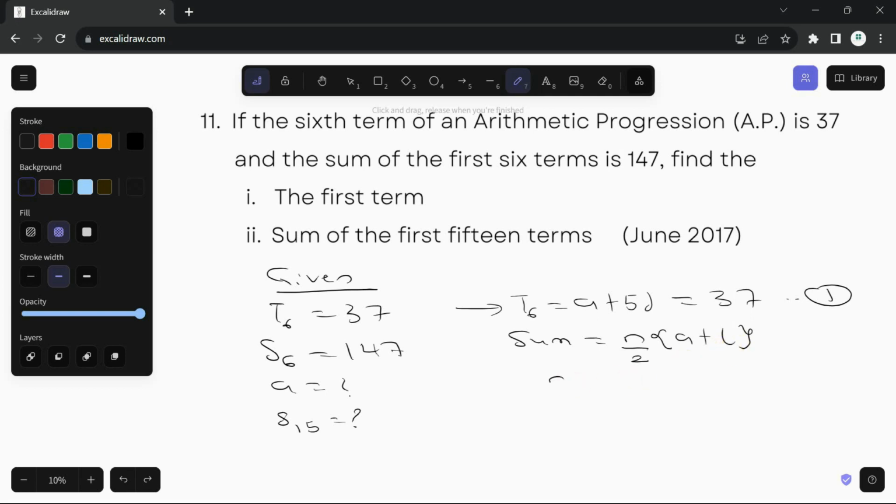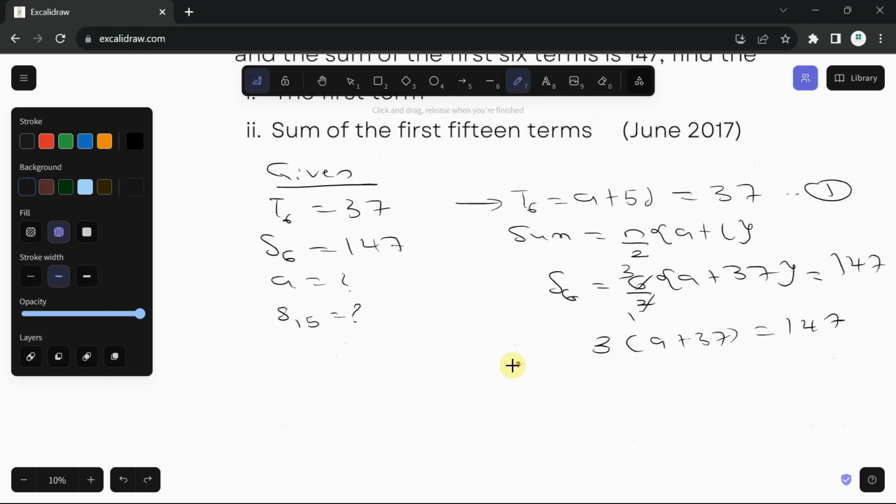So for the sum of the first 6, our n would be 6/2. Do we know the a? We don't know the a. Do we know the last term, which will be the sixth term? We know the sixth term to be 37, so that will be a + 37. I know that this sum is equal to 147. If I divide, 2 here 1, 2 here 3, what I have is 3(a + 37) = 147.